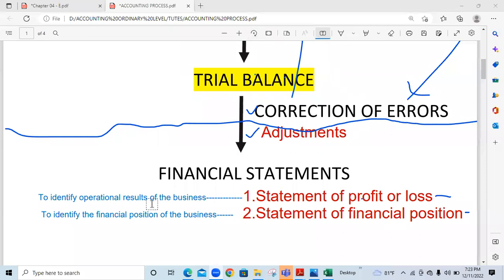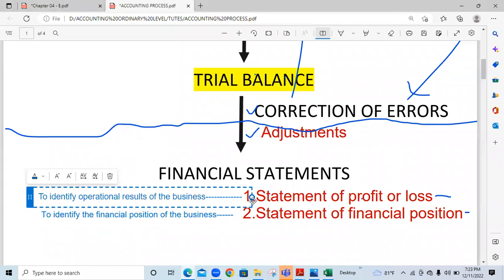You're trying to identify operational results, where you're trying to find whether the business has earned a profit or incurred a loss, right? Don't give the answer like that in the exam. If they ask you, just say operational results. But operational results means whether the business has earned a profit or incurred a loss.